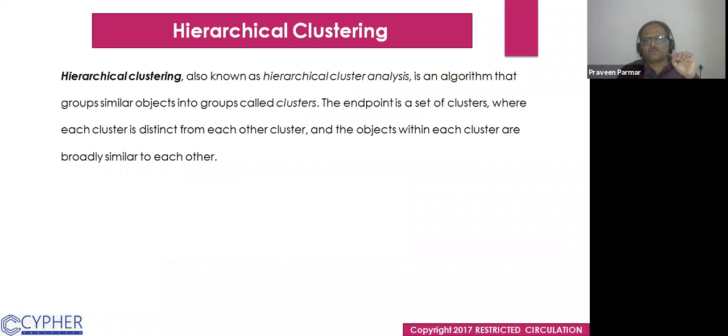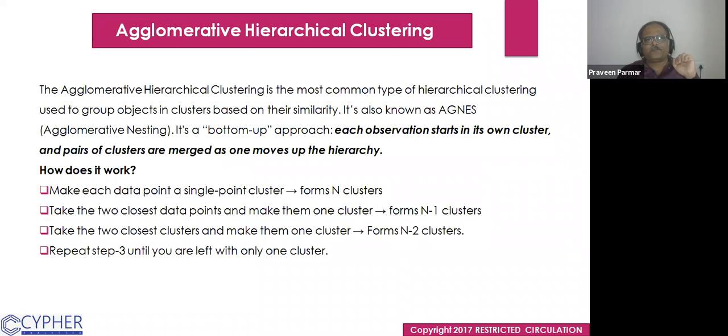Hierarchical clustering, also known as hierarchical clustering analysis, is an algorithm that groups similar objects into groups called clusters. The endpoint is a set of clusters where each cluster is distinct from each other cluster, and the objects within each cluster are broadly similar to each other. Agglomerative hierarchical clustering is the most common type of hierarchical clustering used to group objects based on similarity. It is known as AGNES, agglomerative nesting, and it is a bottom-up approach. Each observation starts in its own cluster, and pairs of clusters are merged as one moves up the hierarchy.